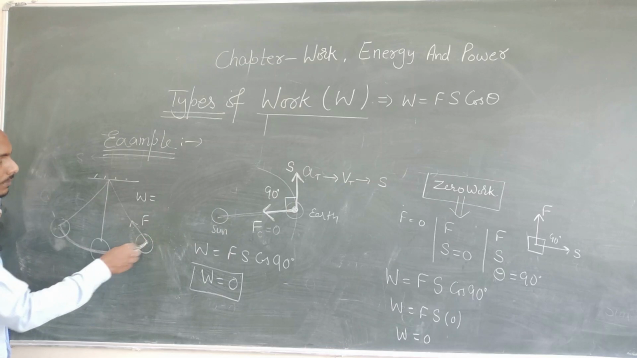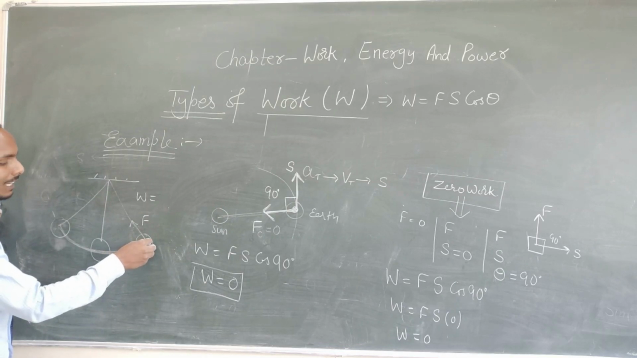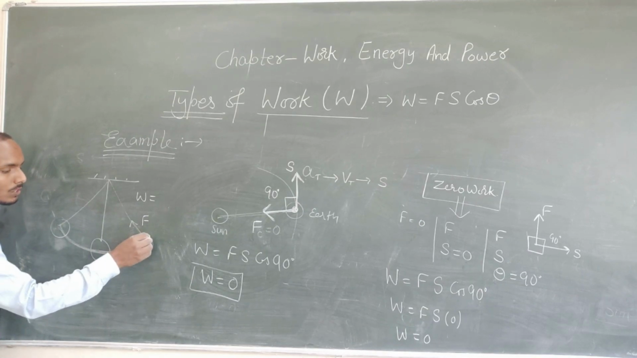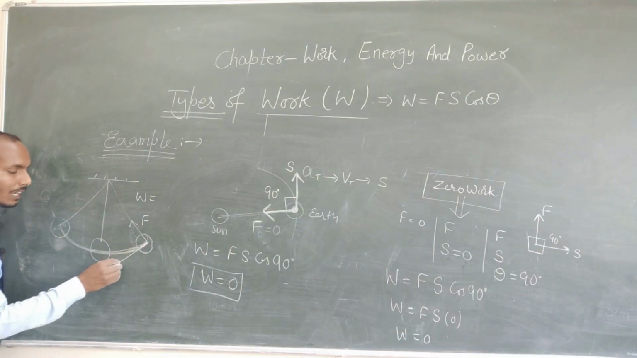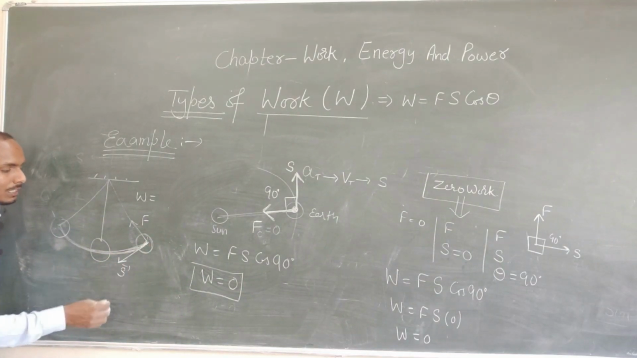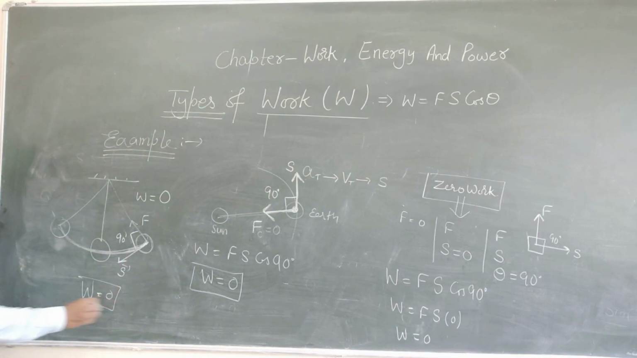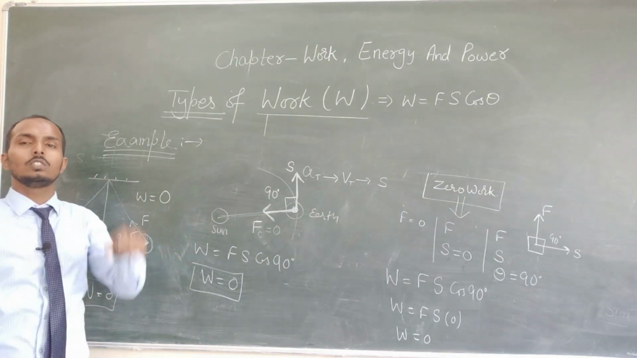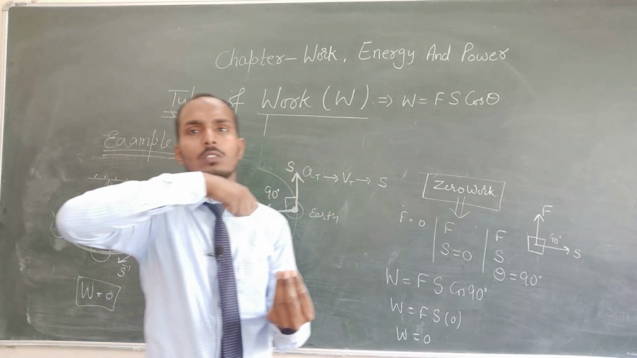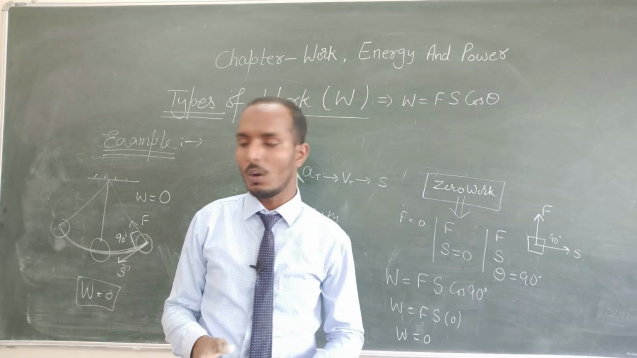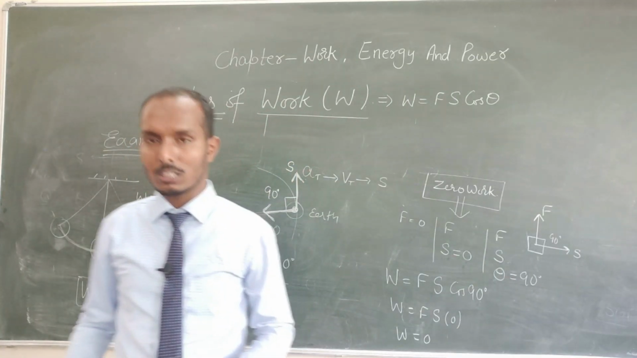So the direction of displacement is again along the tangent, and the angle between them is 90 degrees. So work is again 0. So when a pendulum oscillates, then work is 0. When a planet is rotating about the sun, then work is 0. I hope you understand these terms.